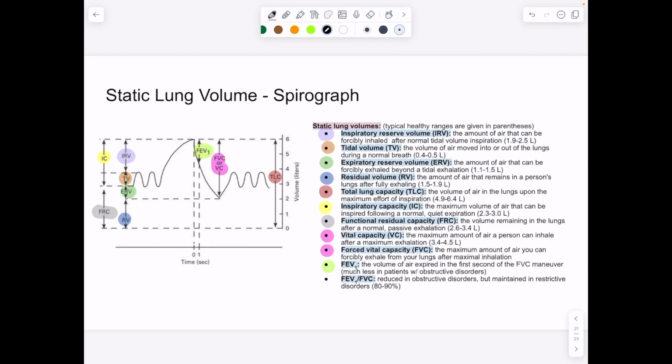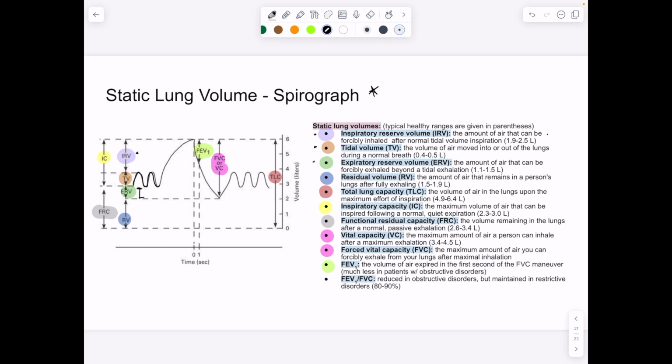All right, then we have the idea of static lung volume with the spirograph. This is just kind of, you got to memorize this, there's nothing fancy here, and know the different parts of the graph. So I don't want to spend too much time going over this, but we have the inspiratory reserve volume, that's the amount of air that can be forcibly inhaled after normal tidal volume inspiration. All right, and that's right here. Then we have tidal volume, which we're familiar with, and you can see that, right, it's the volume that goes in and out with normal breath. Then we have expiratory reserve volume, the amount of air that can be forcibly exhaled beyond tidal exhalation, right? So that's this value right here. So you can forcibly breathe out additional volume.